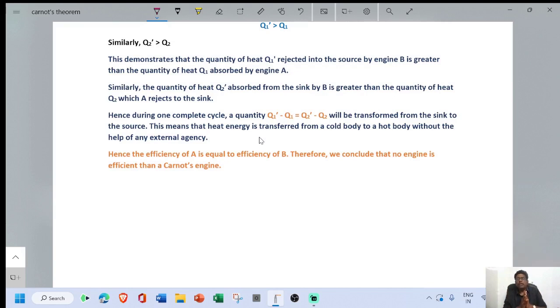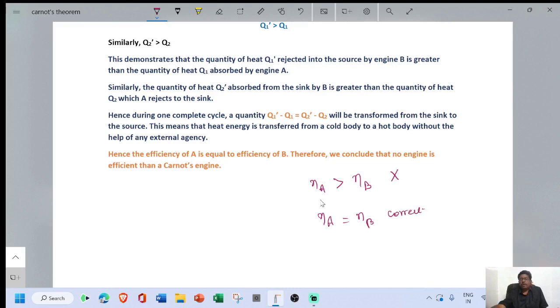Therefore, we may conclude that all reversible engines have the same efficiency. Our assumption eta A is greater than eta B is wrong. Eta A equal to eta B is correct. This is our Carnot theorem.